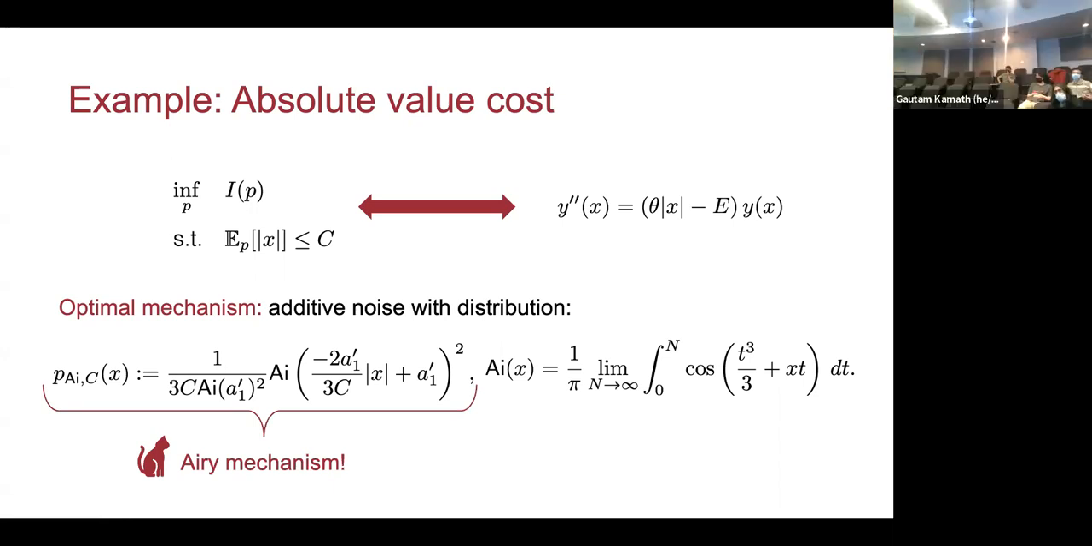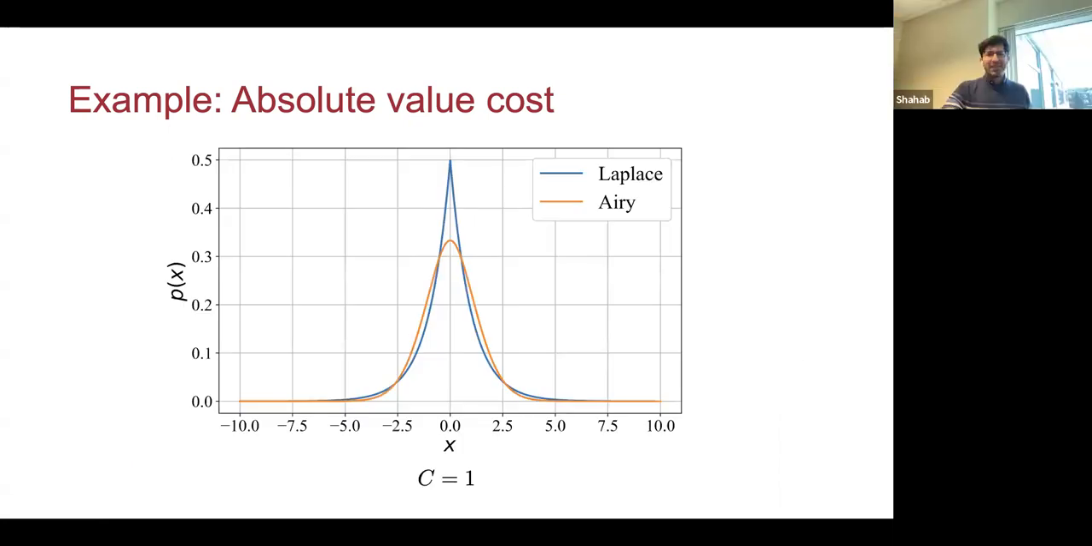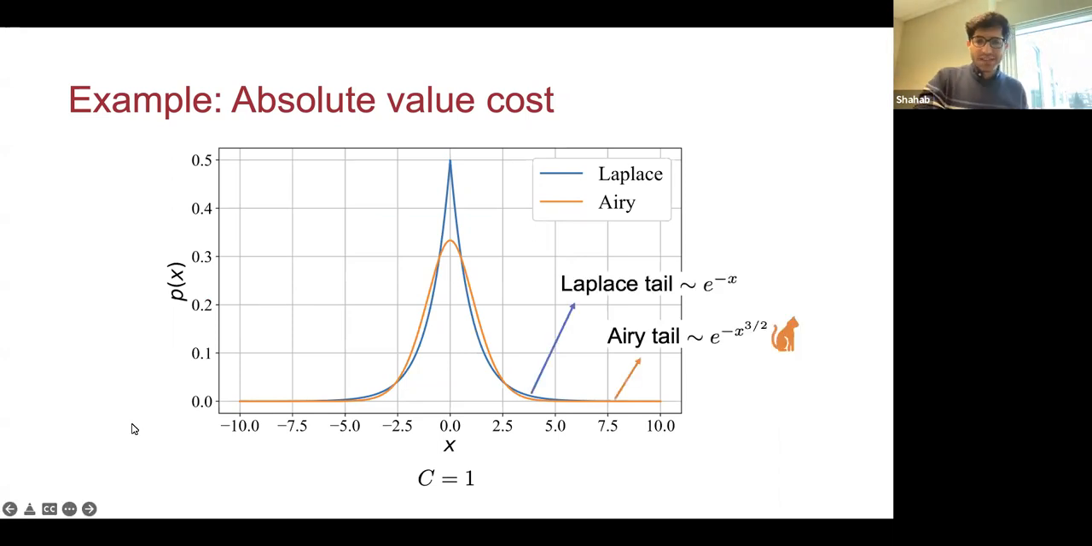Do you have a picture of what that looks like by any chance? Perfect. Okay, yes. So the Airy distribution is kind of between Laplace and Gaussian. Here, the tail of Laplace is like e to the minus x, but the tail of Airy is like e to the minus x to the 1.5. So it has a lighter tail than Laplace, but a heavier tail than Gaussian.